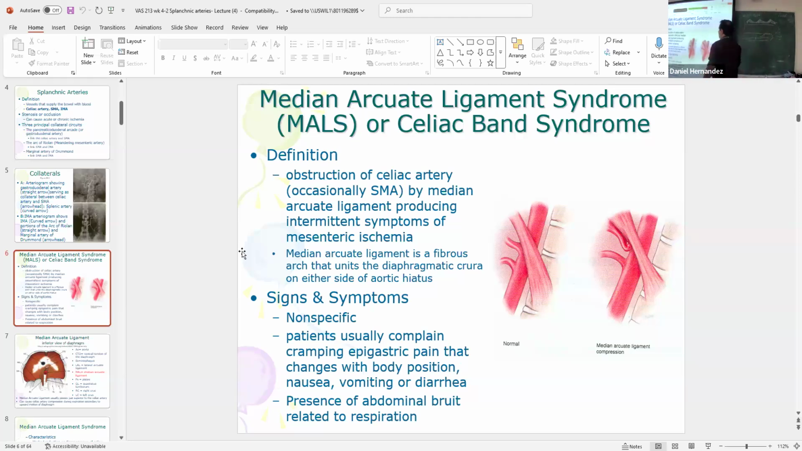Right, so one condition that you need to familiarize yourself with is something called median arcuate ligament syndrome, or MALS.